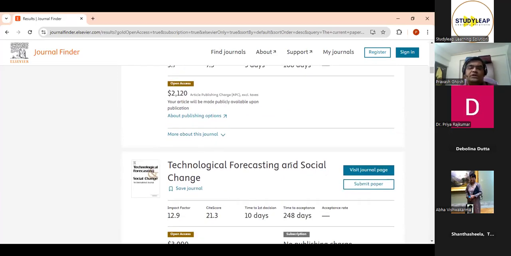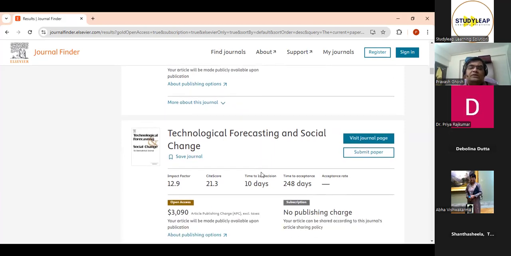This is a very good journal. I think all of you know Technological Forecasting and Social Change. Impact factor, cite score. What does this mean? This is in both Scopus and Web of Science, right? Both in Scopus and Web of Science. Technological Forecasting, I know this journal. Personally, I have seen this journal by opening it. So this is a very good journal. We'll see some journals also.